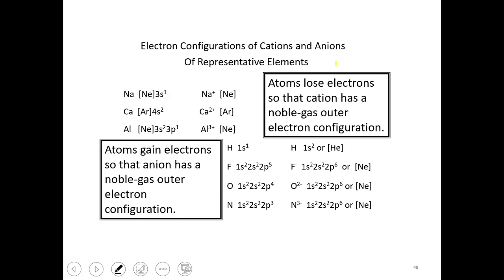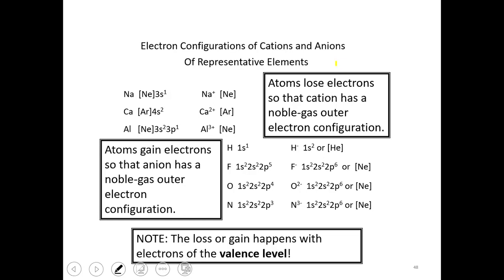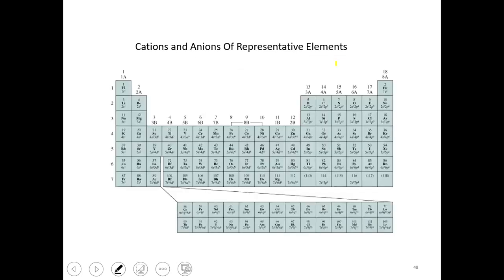Here's the important thing though. All of these losses or gains of electrons are happening with electrons of the valence level. The core electrons are not being changed here. And so when we look at the S and the P block elements, which are sometimes called the representative or main group elements, you can see that, because of what we just talked about, the group 1 elements will form a +1 ion, group 2A will form a +2.